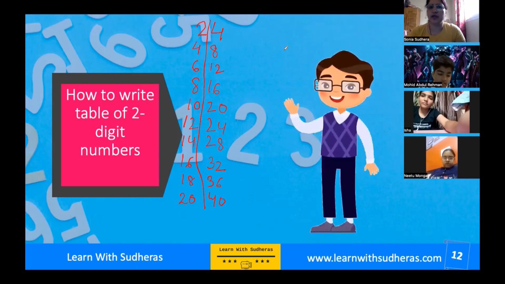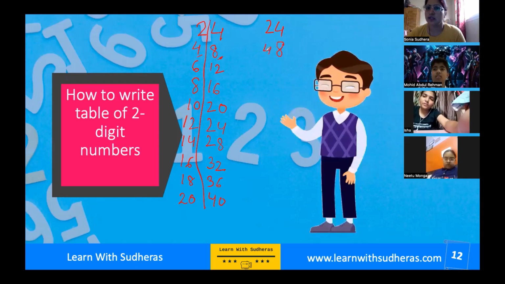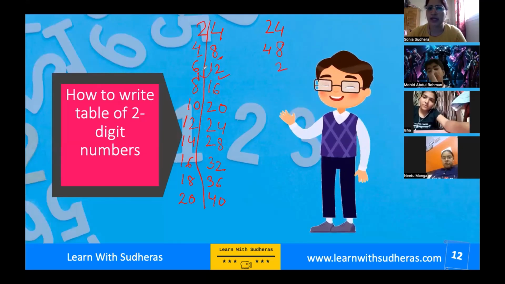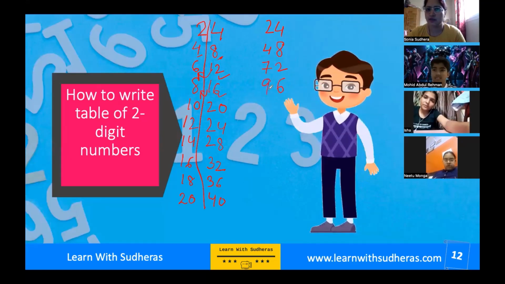Now, the table of 24. How can we write the table of 24? Now, we will write from this side. 8 as it is, then 4 as it is. So, 24 twos are 48. 2 times 24 is 48. Now, here we have a 2-digit number. So, the first digit 2, write as it is, and 1 will be carried over. So, 6 plus 1 is 7. 72. Then 6 as it is, 1 carried over. 8 plus 1 is 9. 24 fours are 96.